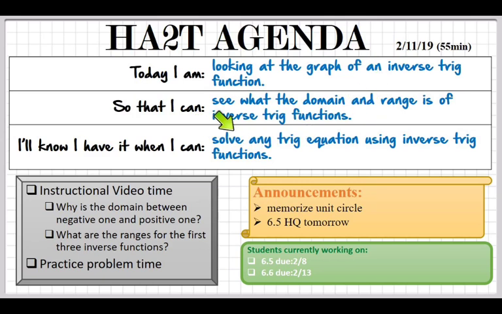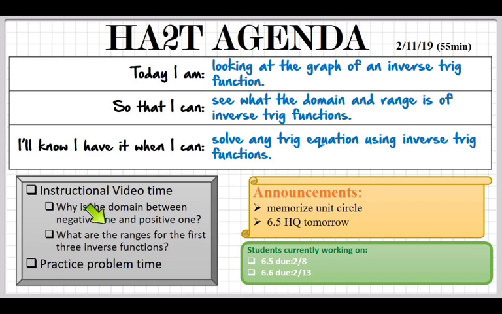Your goal is to solve any trig equation using inverse trig functions. That's what you want to be able to do at the end. These two questions right here are two questions that I think you guys should be able to answer in order to really understand this. So see if you can answer these two questions after you watch at least two of the instructional videos. Why is the domain between -1 and +1? And what are the ranges for the first three inverse functions?